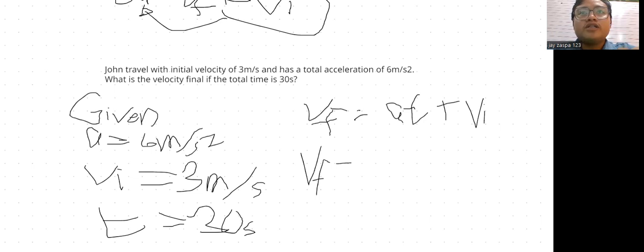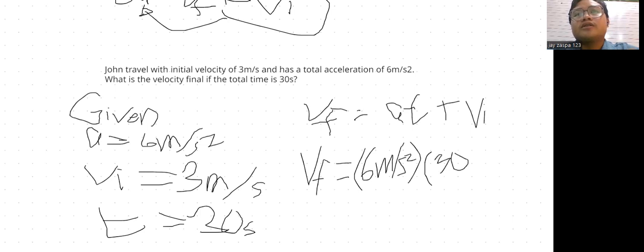So the acceleration is 6 meter per second squared, right? And then multiplied with the time. What is the time? We have 30 seconds. And then afterwards, you add the initial velocity, which is 3 meter per second.